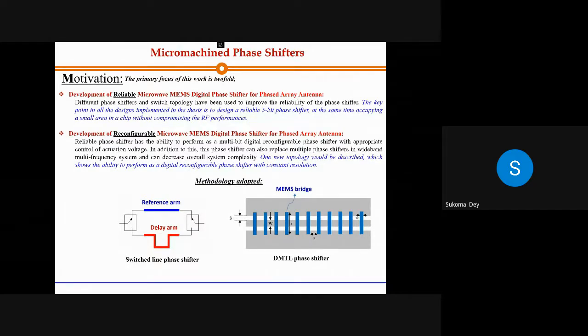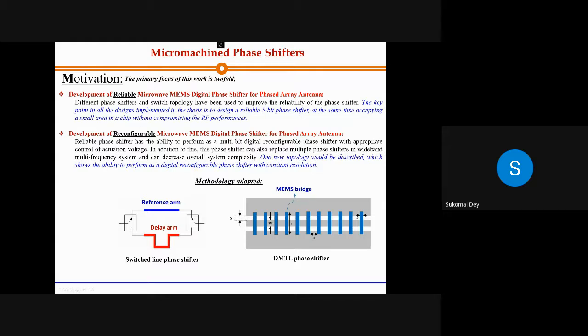If you take a 5-bit phase shifter, your LSB is 11.25. That is nothing but 360 degrees divided by 2 to the power 5, that is 32. If you divide 360 by 32, your LSB is 11.25. So you can track enemy radars or enemy vehicles very accurately whenever you place it in a phased array antenna.